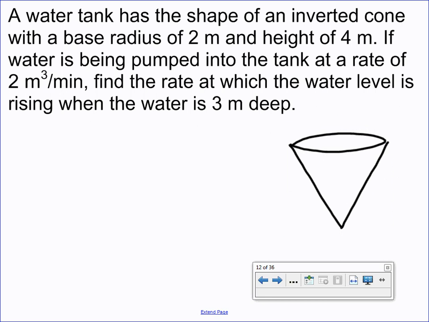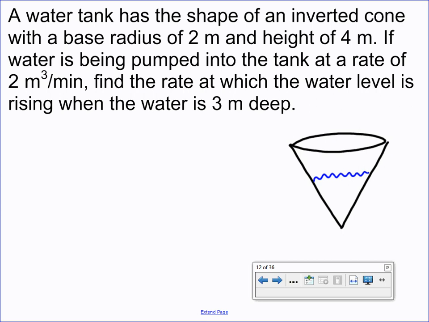So we've got our snow cone orientation, right? Water is being pumped into that tank at a rate of 2 cubic meters per minute. So we've got a water level in here that's rising as time goes on. And we want to find the rate at which the water level is rising when the water is 3 meters deep.